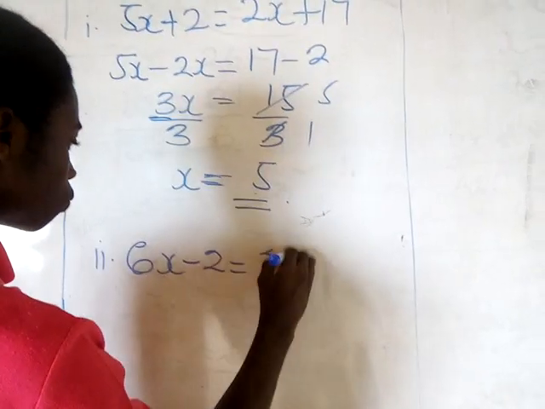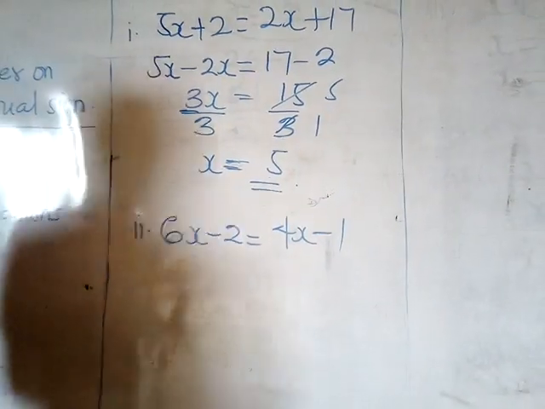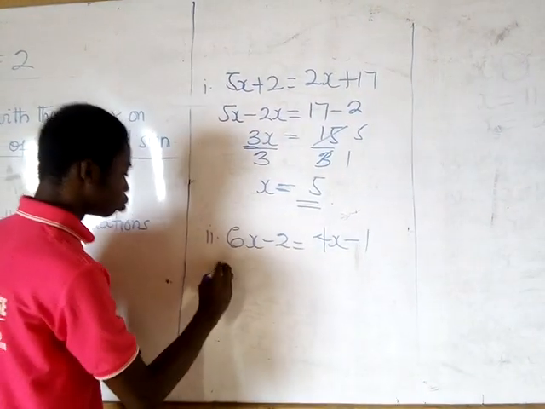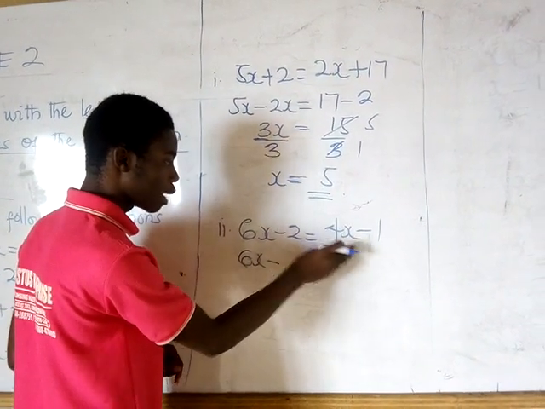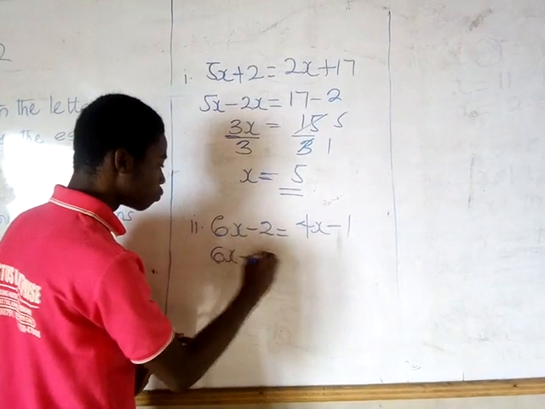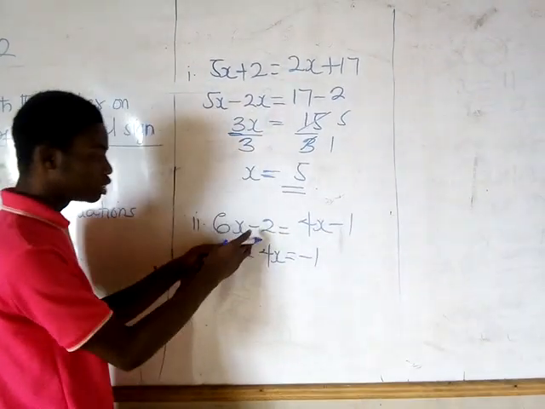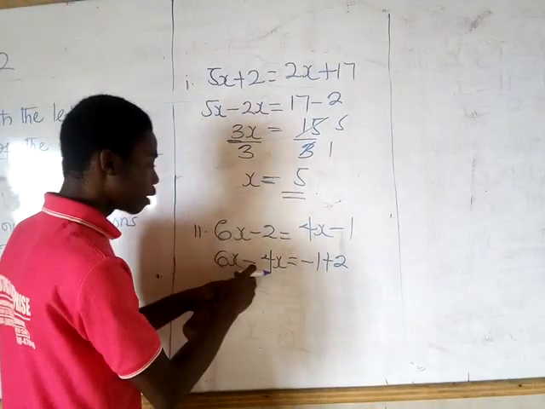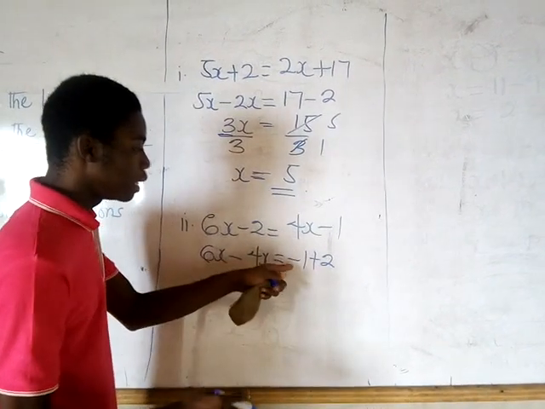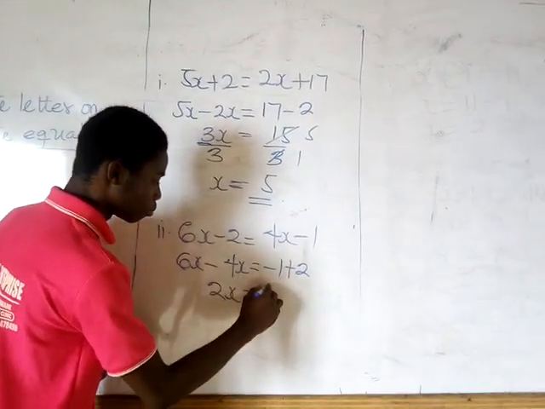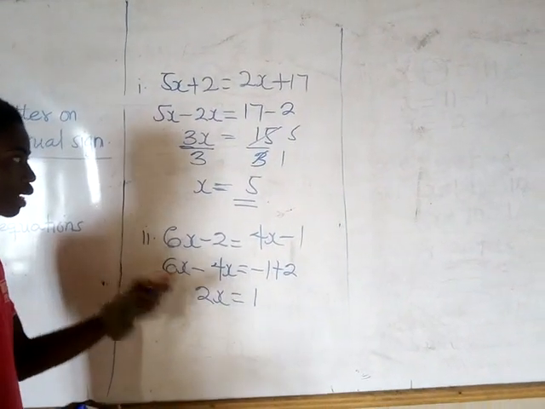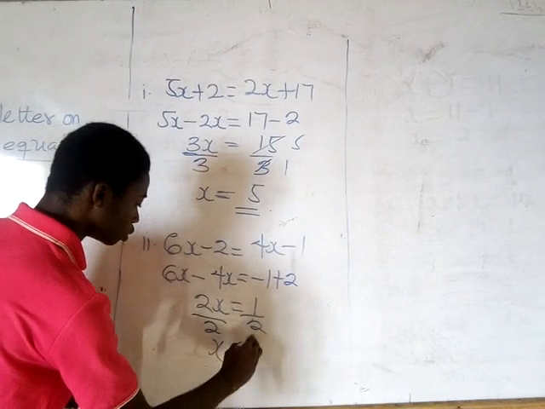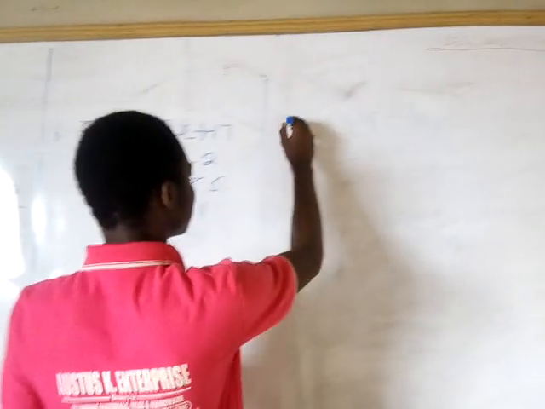6x minus 2 equal to 4x minus 1. Same, we are going to group all those with variables at the left side, all those without variables at the right side. So 6x minus positive 4x, crossing the equal sign becomes negative 4x. Equal to, you bring your negative 1, and the negative 2, sorry, crossing the equal sign becomes positive 2. So here 6 minus 4 is 2x, equal to negative 1 plus 2 is positive 1. So you divide both sides by the coefficient of x. And here the coefficient of x is 2. So we divide both sides by 2. So therefore x is equal to 1 over 2. Let's see the third example.